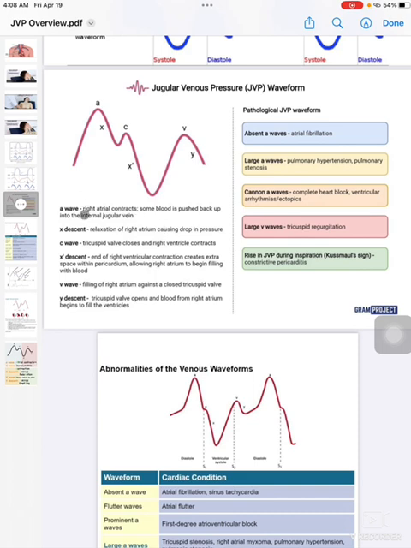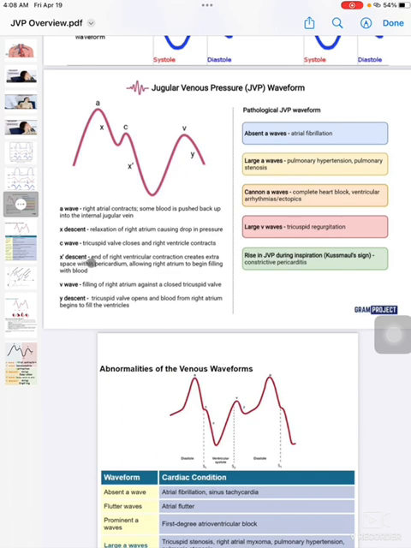If you look at the diagram, you'll find the A wave, which occurs due to right atrial contraction; some blood is pushed back into the internal jugular vein. X descent is due to the relaxation of the right atrium, causing a drop in pressure. The C wave occurs when the tricuspid valve closes and the right ventricle contracts.